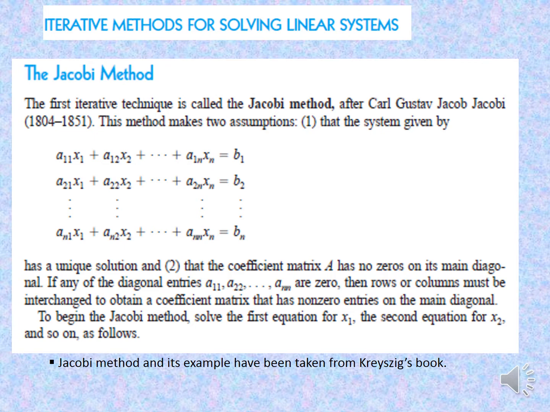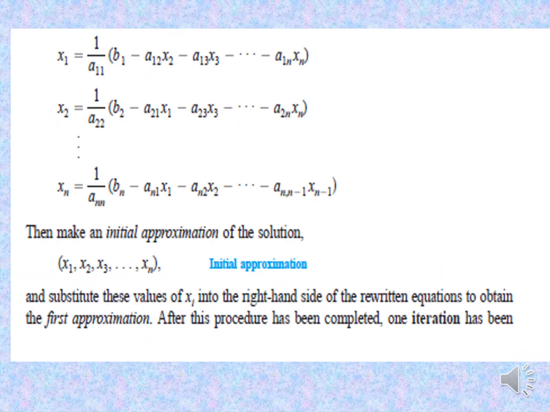So what we do is, from the first equation we calculate x1, from the second equation we calculate x2, and from the last equation we calculate xn. We can write the expressions as x1 is equal to 1 upon a11 times b1 minus the rest of the terms in the equation. x2 is 1 upon a22 times b2 minus the rest of the terms in the equation, and similarly xn.